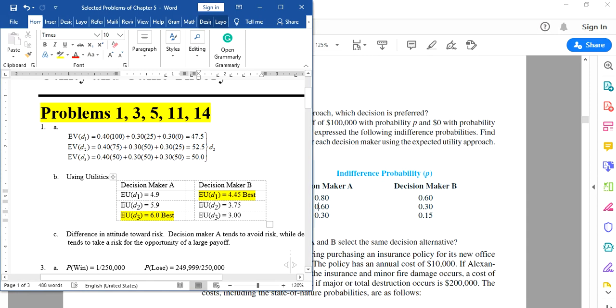For decision maker B, the best project, the best investment is this investment 1. But for decision maker A, the best investment is D3. And for the risk neutral guy, the best investment is D2. Okay.